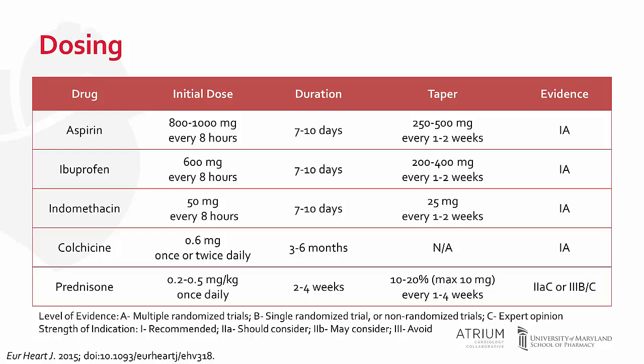Aspirin and NSAIDs are given every 8 hours for 7 to 10 days until resolution of symptoms. They are then tapered every 1 to 2 weeks over 1 month. Colchicine is given at a dose of 0.6 milligrams twice daily.